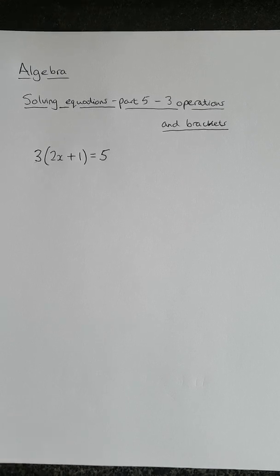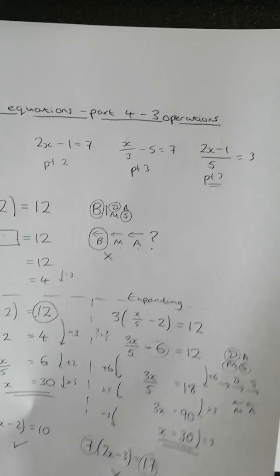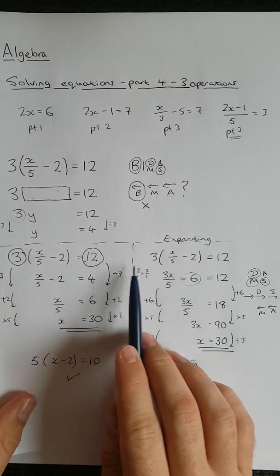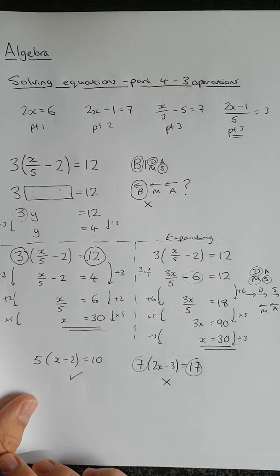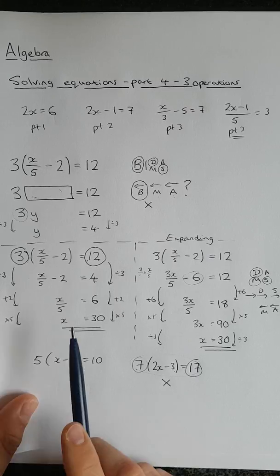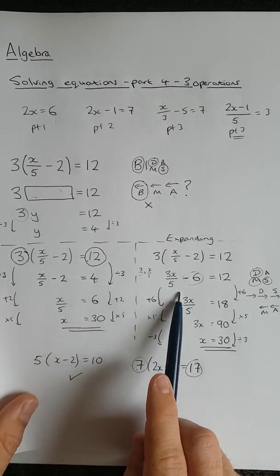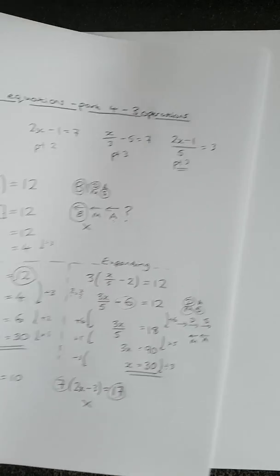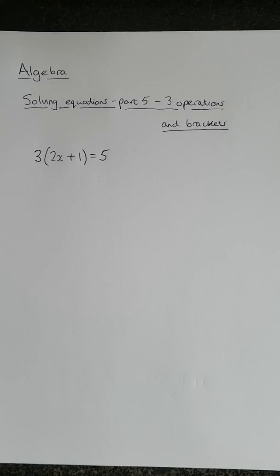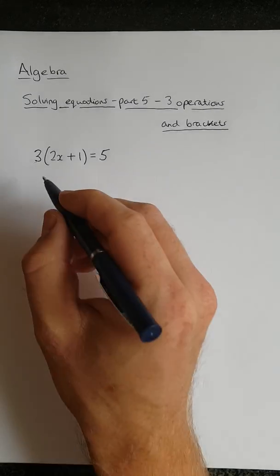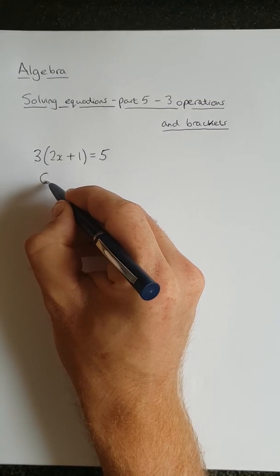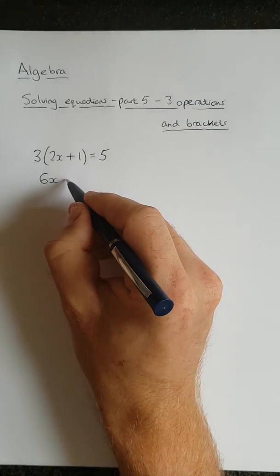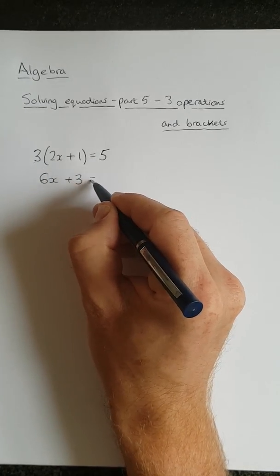So what we saw in part 4 was that there are different ways you can go about dealing with expanding brackets. That is going to make us want to choose this solution, which was the expand the bracket route. So let's do that now. 3 times 2x is 6x. 3 times 1 is 3.